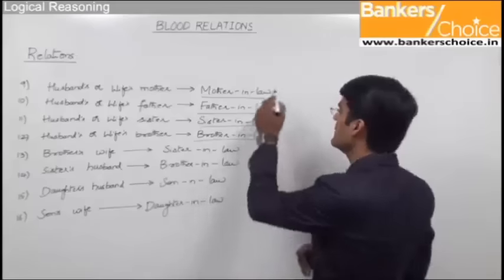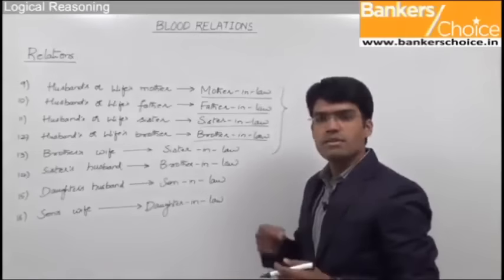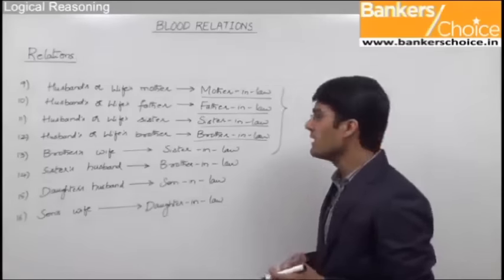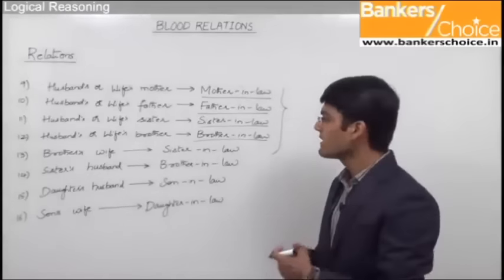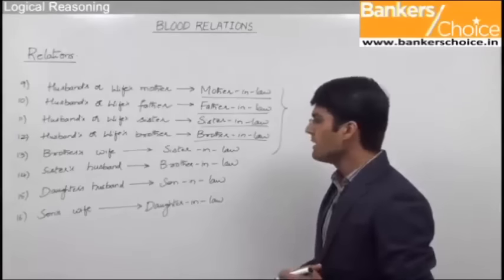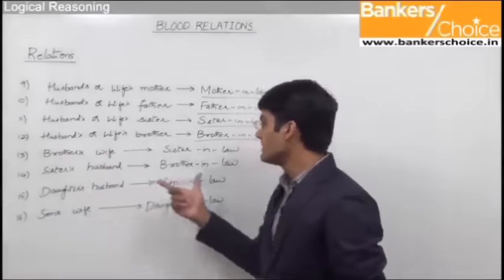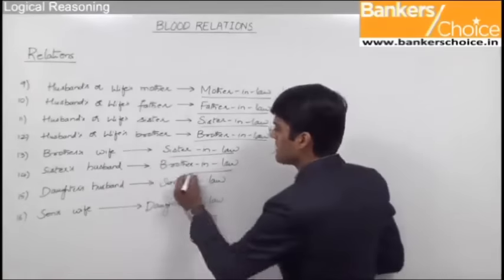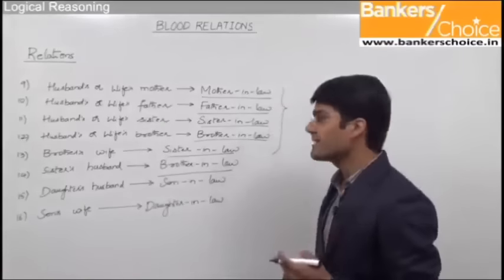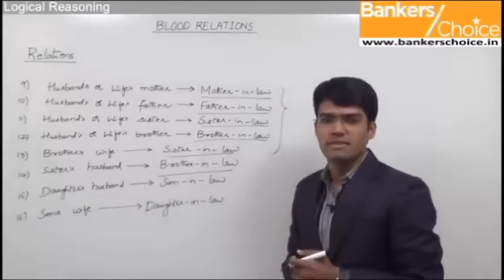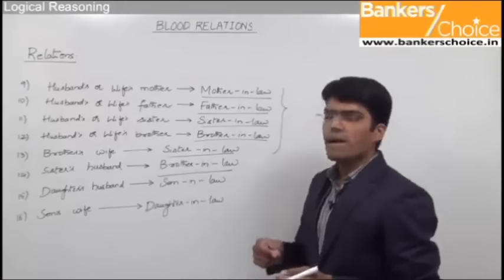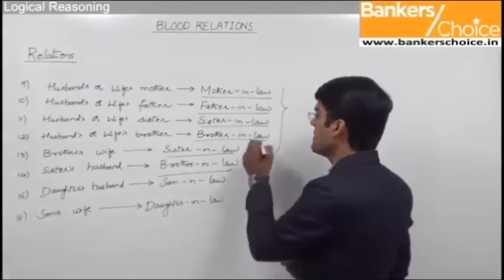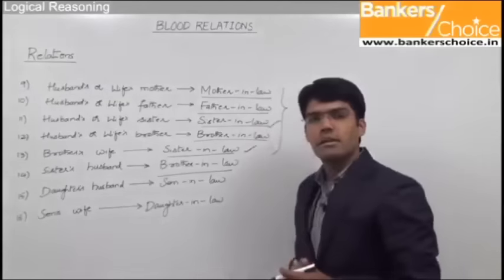So as you can see, in all these cases, these are the relations which are on the spouse's side. Spouse's mother, father, sister and brother are referred to as mother-in-law, father-in-law, sister-in-law and brother-in-law respectively. The next one is brother's wife is again referred to as sister-in-law, and sister's husband is referred to as brother-in-law. So if we can understand here, we have two types of sisters-in-law. One is your wife's or husband's sister, and the second one is your brother's wife. Both of them are referred to as sisters-in-law.